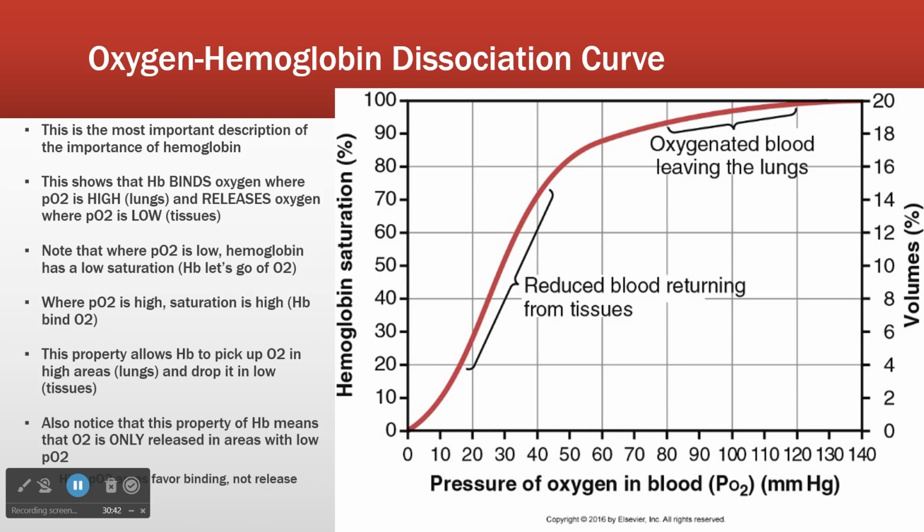So it also means that oxygen is only released in areas where there's low PO2. So if we take a molecule of hemoglobin and we move it through a tissue that isn't busy, well, the PO2 in that tissue is going to be relatively high. Hemoglobin's not going to lose much oxygen. That's good, that's efficient. We want it to drop its oxygen in the places where the PO2 is low because that's where it's needed.